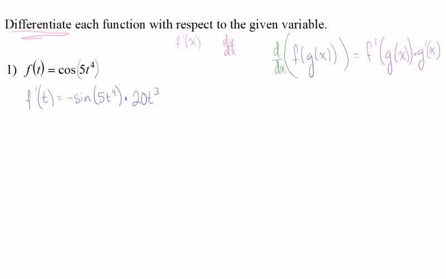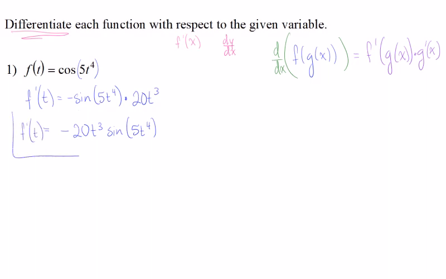I'm going to do a little reformatting here. You could call it simplifying, but I have this negative in front, and I'm just going to bring this 20t cubed to the front as well. So I'm going to format my final answer. Usually when you have a trig function, you put the other stuff in front of the trig function. And so we'll leave it like this. Okay, so that's our final answer.